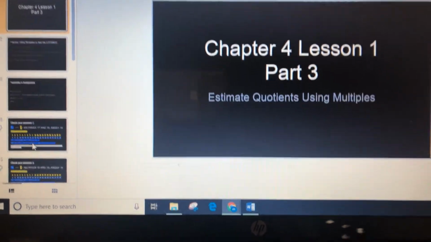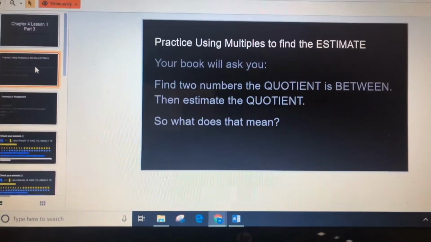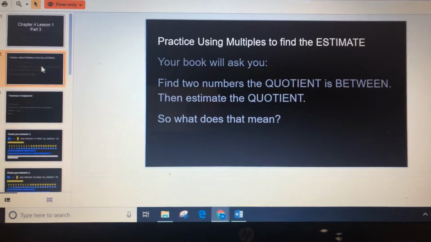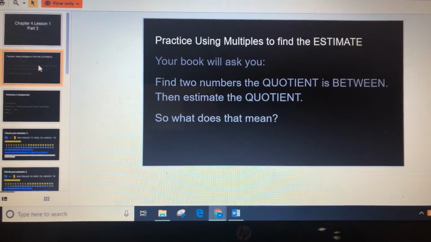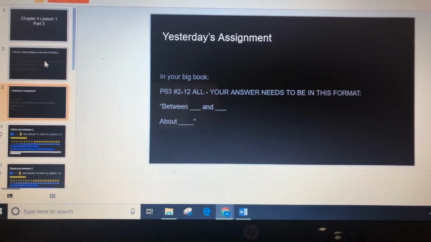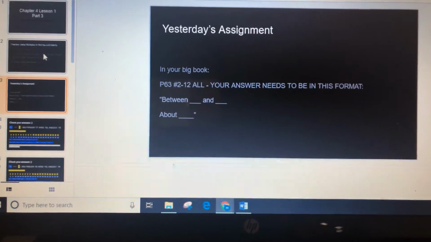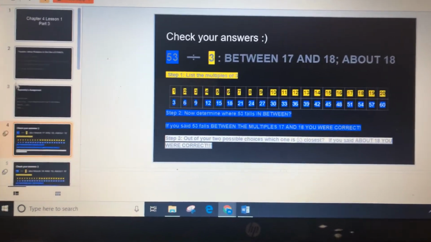I'm going to skip over, and we're going to go down into the 4th slide. This is just the stuff that we went over yesterday. It's talking about what your book's asking you. So remember that we're looking for the quotient is in between, then estimate the quotient. And then this was your homework assignment from last night. So if you didn't do it, please catch up with it and get it done. Try to do it without looking at the answers. All right, so here are the answers.